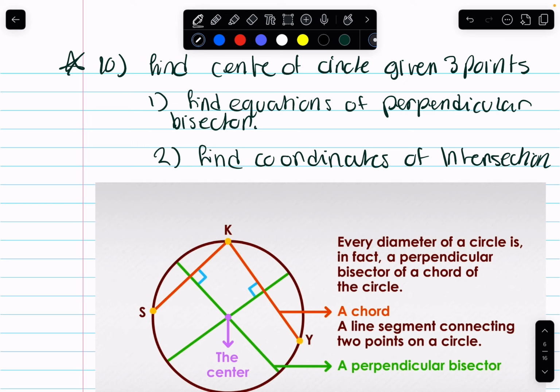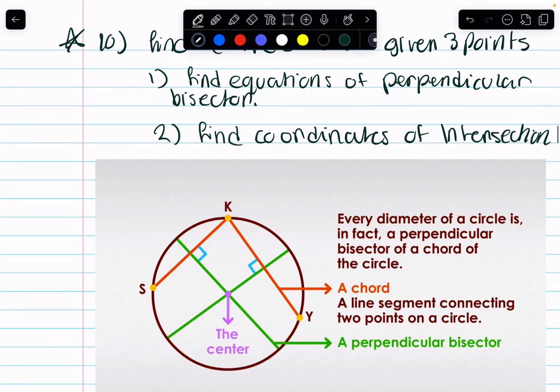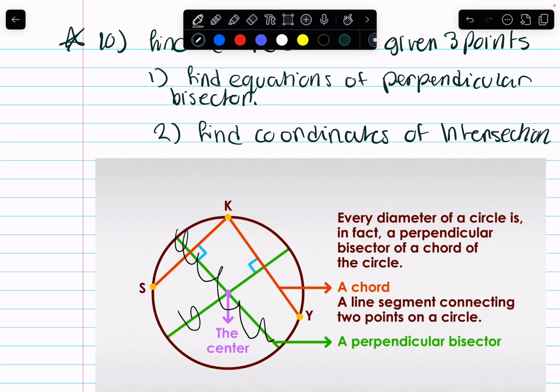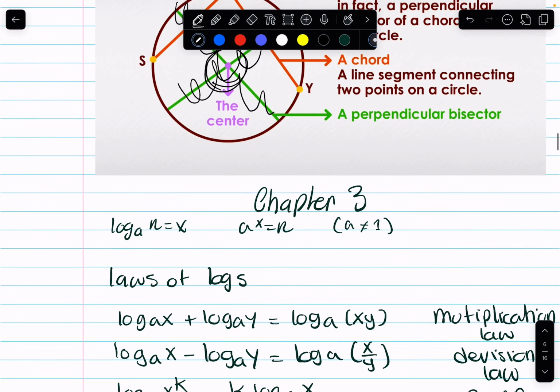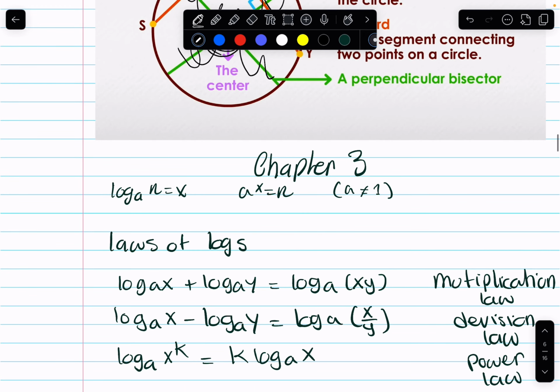Find the center of a circle given 3 points on the circle. So basically you find the equations of the perpendicular bisectors. So the equation of this and then the equation of this. And then you set them equal to each other to find the point of intersection, being the coordinates of the center of your circle.